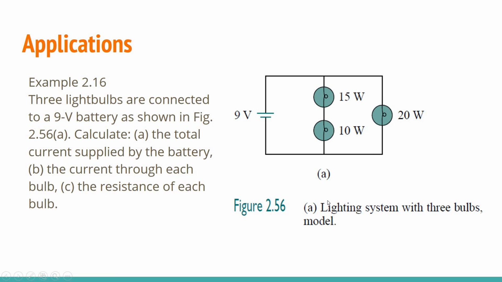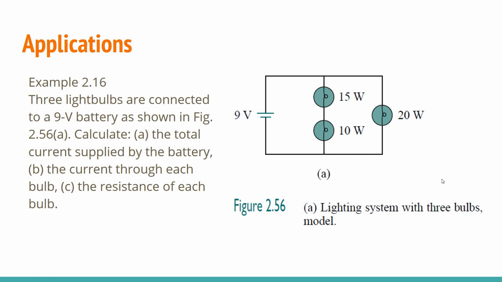Example 2.16. Three light bulbs are connected to a 9-volt battery as shown in figure 2.56a. Calculate the total current supplied by the battery, the current through each bulb, and the resistance of each bulb. The battery is 9 volts. Figure 2.56, lighting system with three bulbs model. This is the representation of the figure to be analyzed in example 2.16.